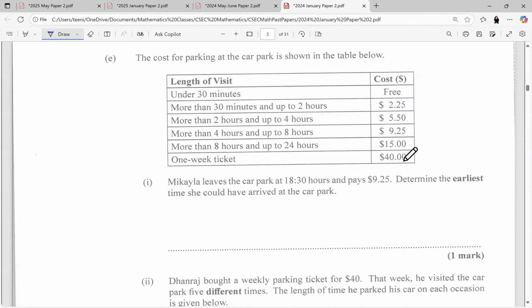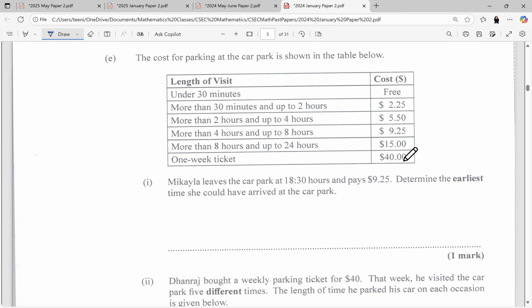All right. So it says Michaela leaves the car park at 1830 hours. So that's the 24-hour clock. 1800 hours is 6 p.m. So 1830 would be 6:30. Right. So Michaela leaves the car park at basically 6:30 p.m. and pays $9.25. Determine the earliest time she could have arrived at the car park.